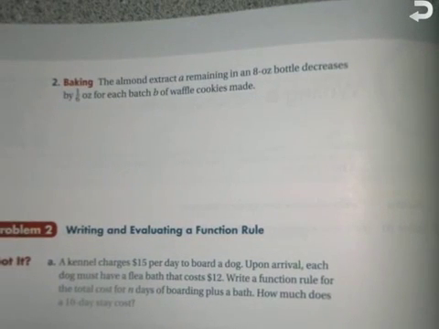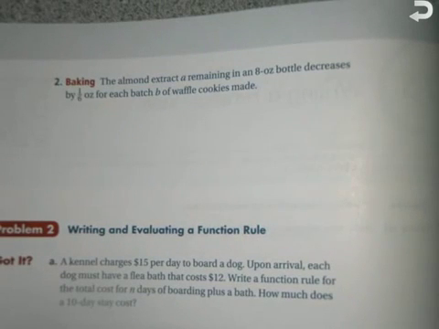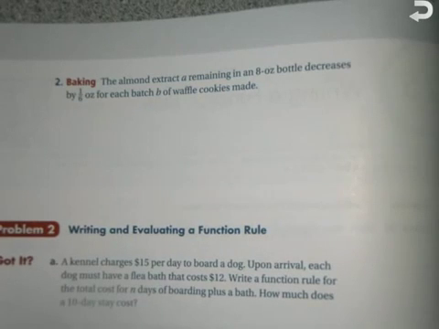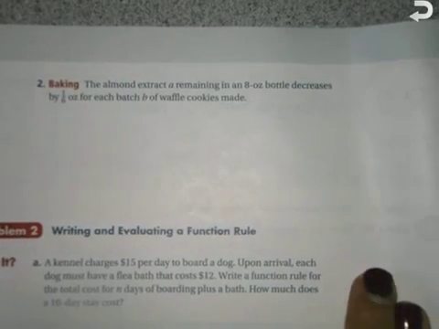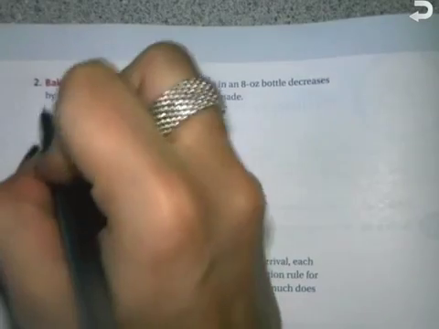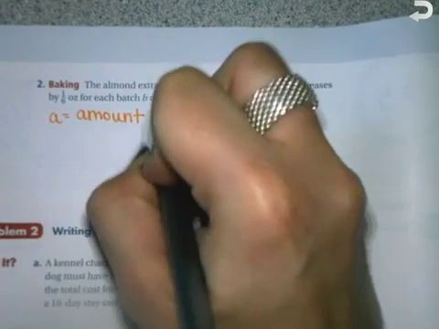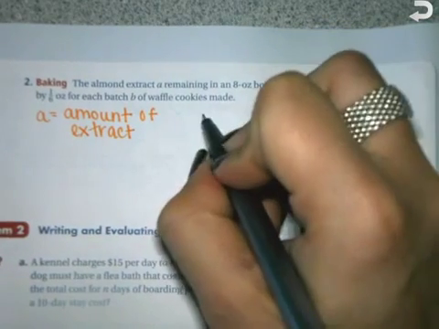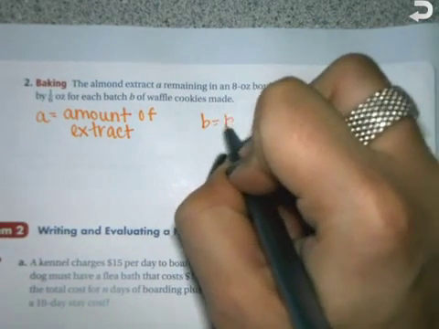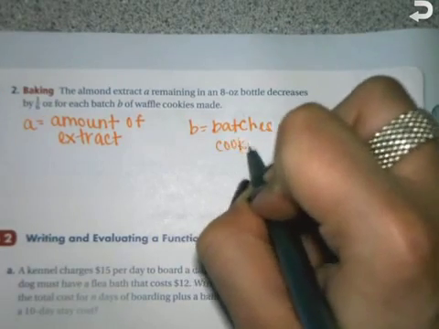The almond extract. So almond extract is exactly like vanilla extract except made from almonds. An almond extract A remaining in an 8-ounce bottle decreases by 1/6 ounce for each batch B of waffle cookies made. So we do know that A is the amount of extract. And then B is the number of batches, so batches of waffle cookies. Or I'm just going to put batches of cookies.